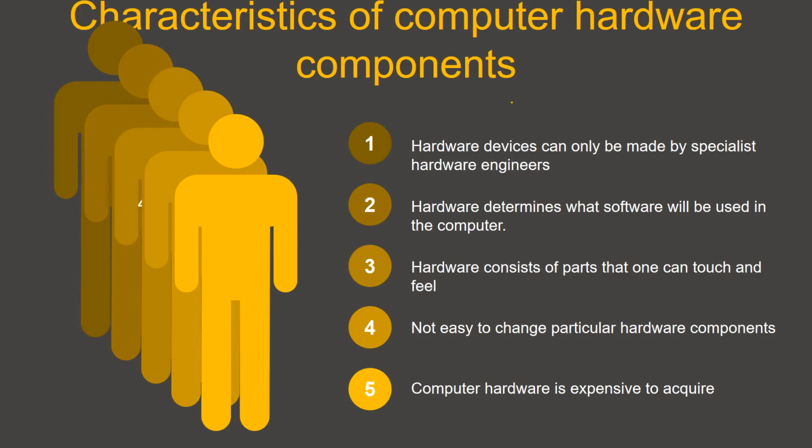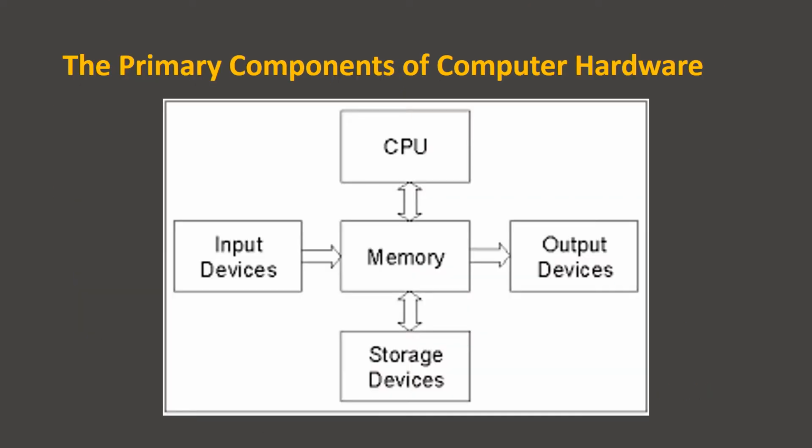Then they are somehow expensive to acquire. Yes, the hardware is sometimes expensive to acquire if you are trying to get portability and something that is going to be very wonderful for our system. Then the primary components of the computer hardware. You see all these various parts of the computer that we can see, that we can touch, and we can feel. They come in units, because we have the input devices, we have the central processing unit, then we have the output devices.